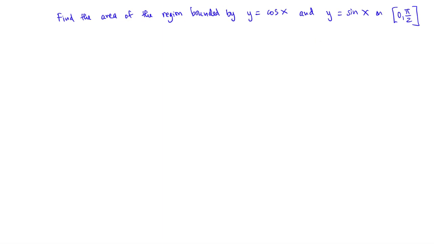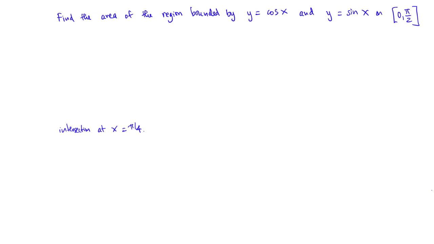Find the area of the region bounded by the curves y equals sine of x and y equals cosine of x from 0 to pi over 2. First, we find the intersection. We can do this algebraically, or we can sketch the graph of the two basic functions.